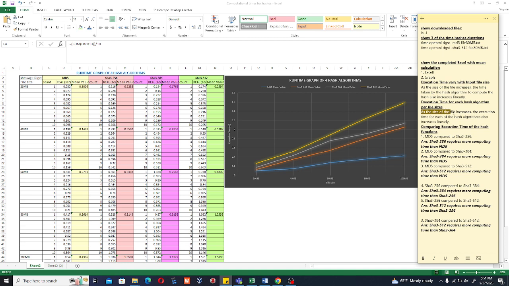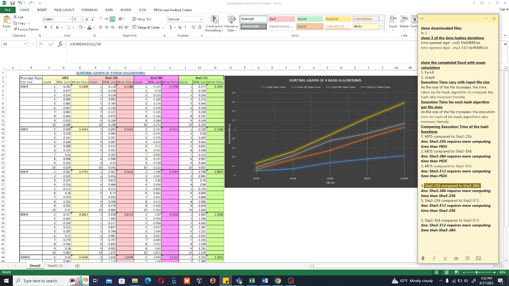Also, for each file size, the execution time per algorithm increases linearly. If you have 20 MB, the execution time for MD5 is lower compared to 256 and 384, and that also increases linearly. We did a couple of comparisons here. Comparing the time taken for MD5 to compute, we can clearly see that SHA-3 256 requires more computing time than MD5. Similarly, SHA-384 also requires more computing time than MD5.